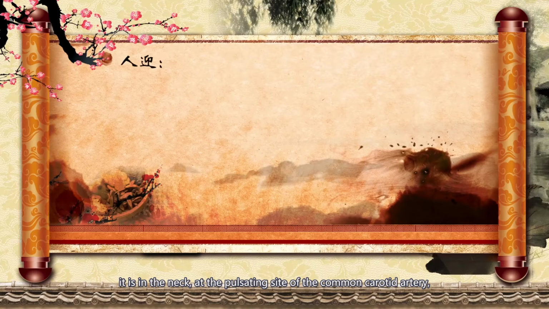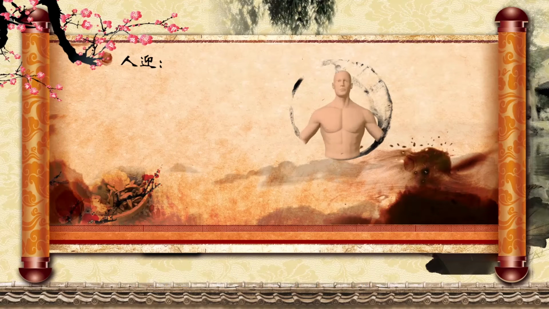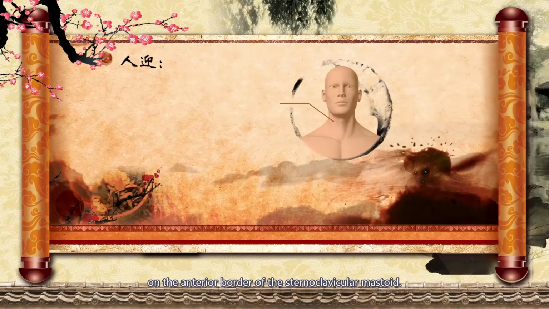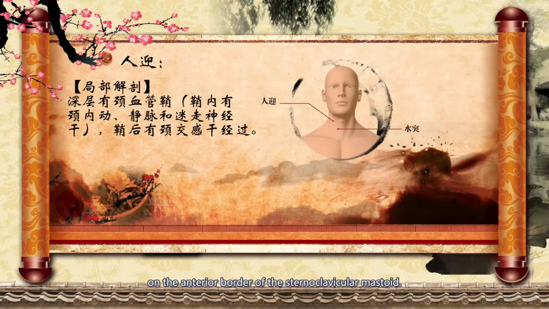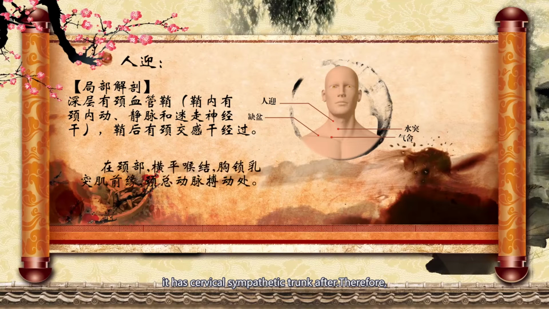It is in the neck at the pulsating site of the common carotid artery on the anterior border of the sternocleidomastoid. The deep layer of the acupoint has the cervical vascular system. It has the internal jugular artery, vein, and vagus nerve trunk. It has the cervical sympathetic trunk behind. Therefore, do not press the anterior border of the sternocleidomastoid and the common carotid pulsation at the same time.